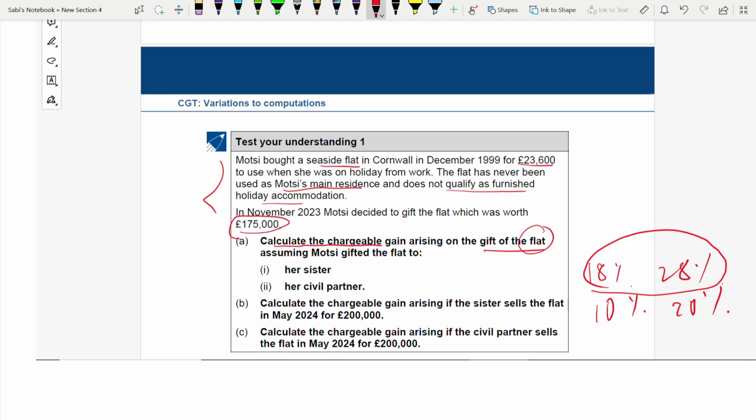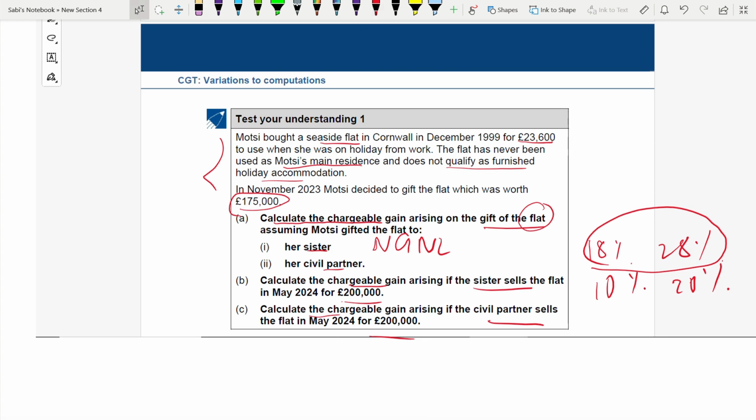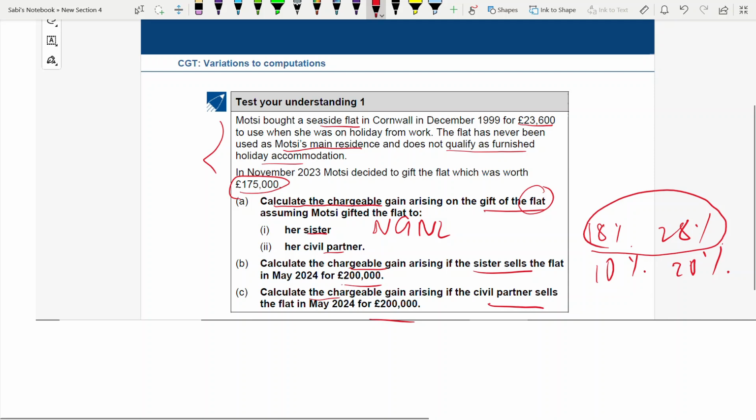Now, tell me if the gift is to her sister, and if it is to her civil partner. Part A: calculate the gain. B: again calculate the chargeable gain. Even C is to calculate the chargeable gain arising if the sister sells the flat for 200,000, and if the civil partner sells the flat for 200,000. Same date, everything the same. The only thing that changes is the person, the connected person. One is a spouse, the other is not. That is the only difference. So first we'll do it if it's a sister. Remember, for the sister, it is not a no gain, no loss transfer, so we have to decide the consideration. What is the cost? What is the market value? 175,000, isn't it?